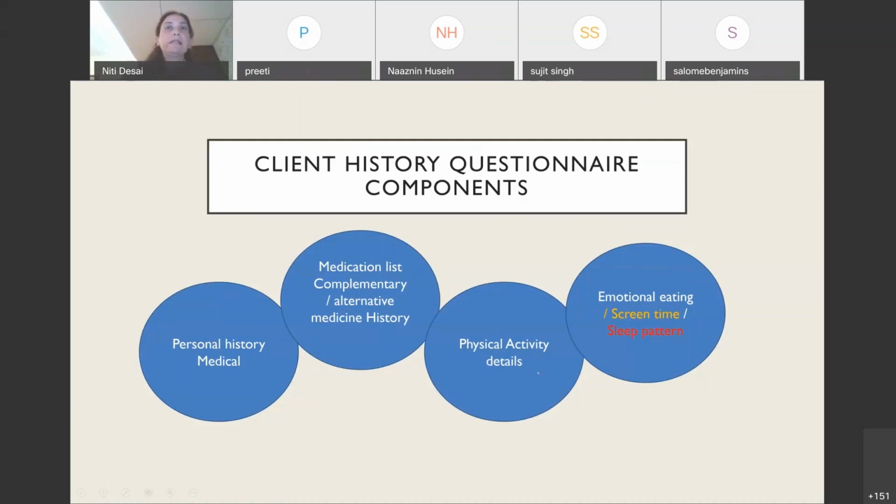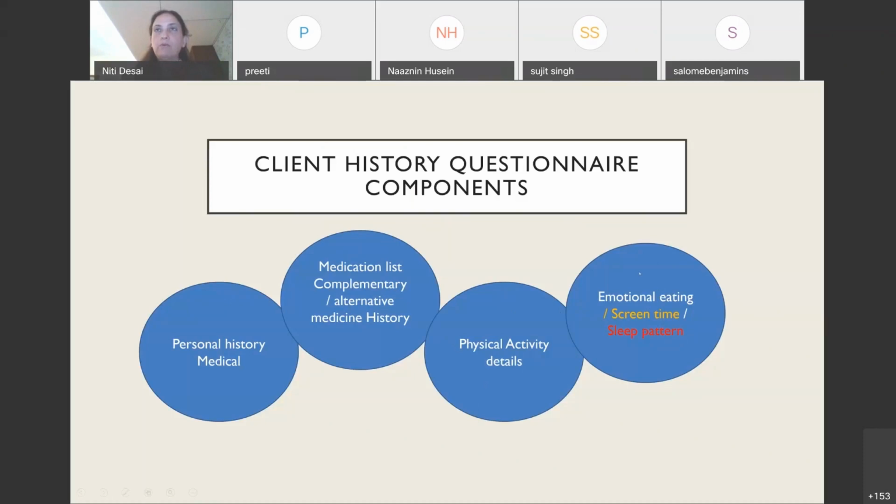Physical activity details are extremely important, as you all will agree. We need to go deep into it. If they say they exercise 6 days of the week, that's not enough. We need to know what kind of exercise it is, what is the duration, is it resistance training, is it cardio, and what do we need to suggest to them.